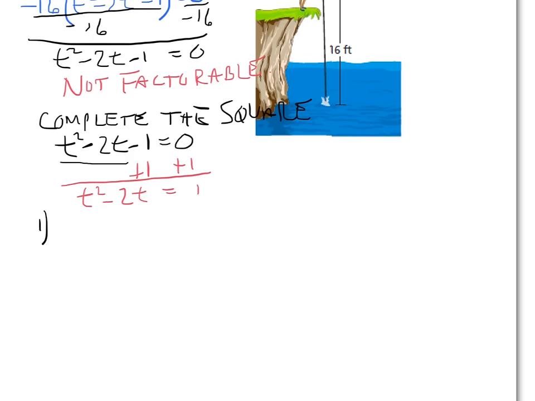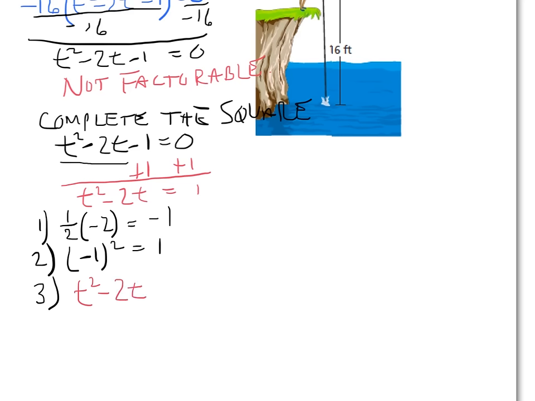First step, 1/2 of the b value, negative 2, which makes a negative 1. We then take the negative 1 and square it to get a positive 1. And then we take that and add it to what we already had. So what we already had was t squared minus 2t plus 1. On the other side, we already had a 1, and we need to remember to add it again to both sides. That gives us the equation t squared minus 2t plus 1 equals 2. This is what we are now going to work on.